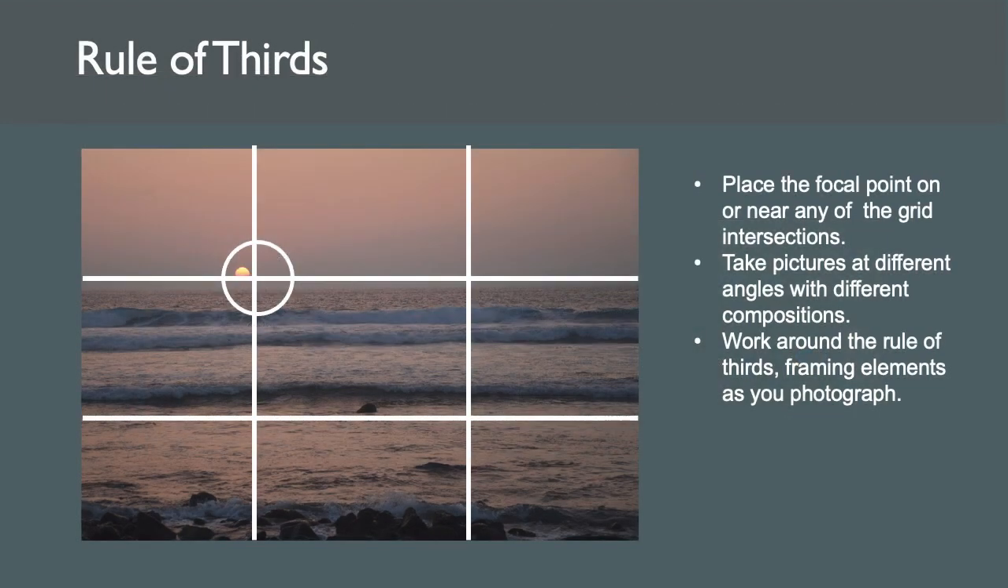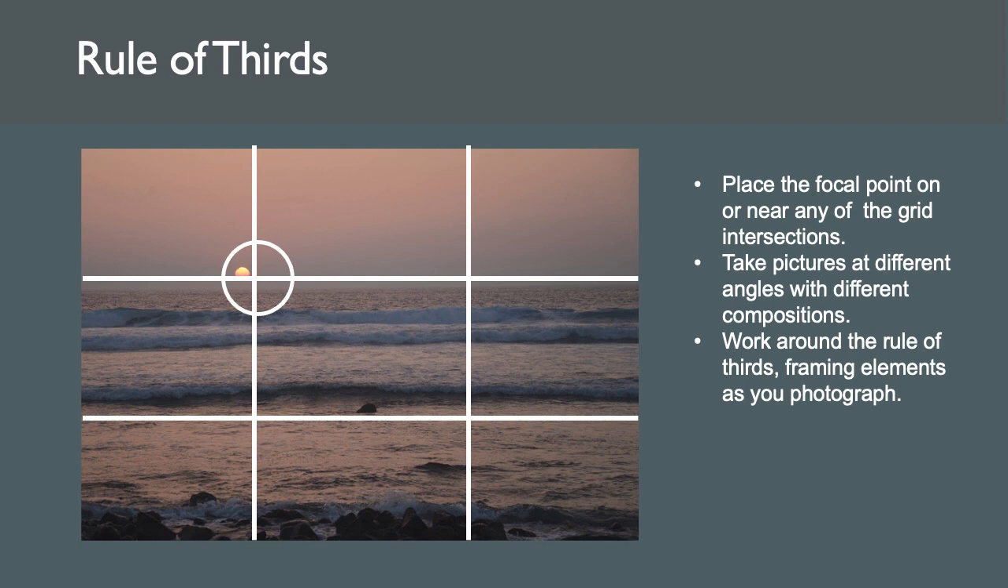For the rule of thirds, place the focal point, which is your subject matter or area of interest, on any of the grid intersections. Take pictures at different angles with different compositions. Work around the rule of thirds, framing elements as you photograph.